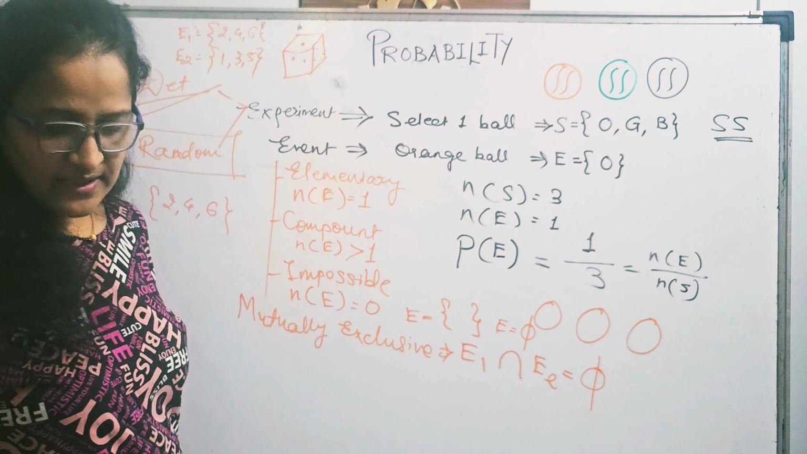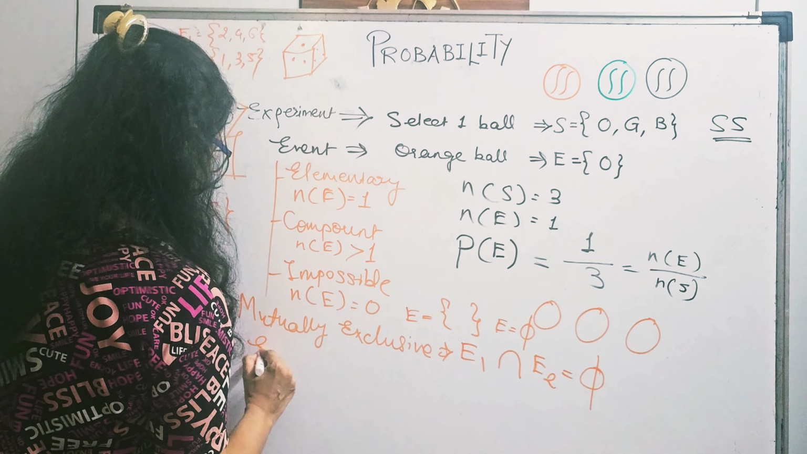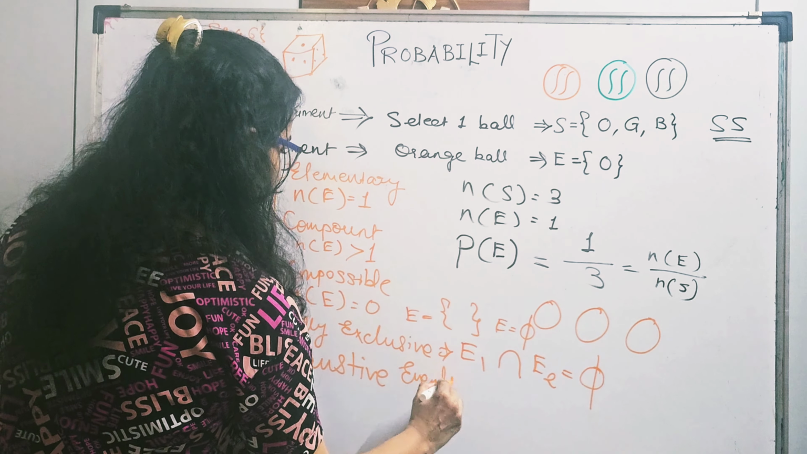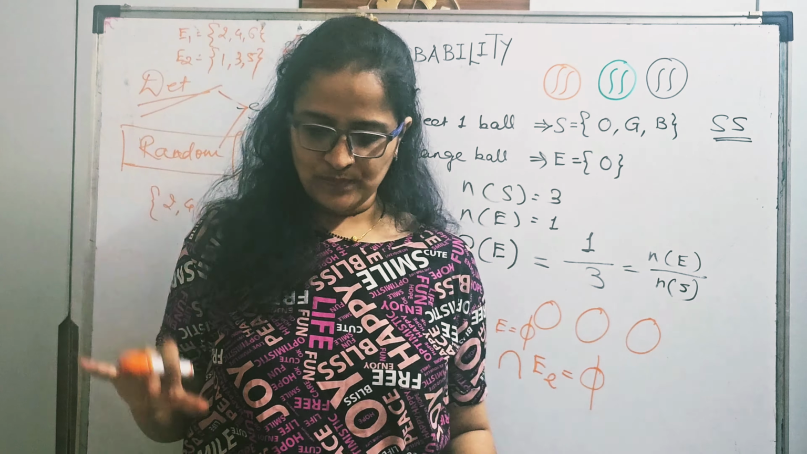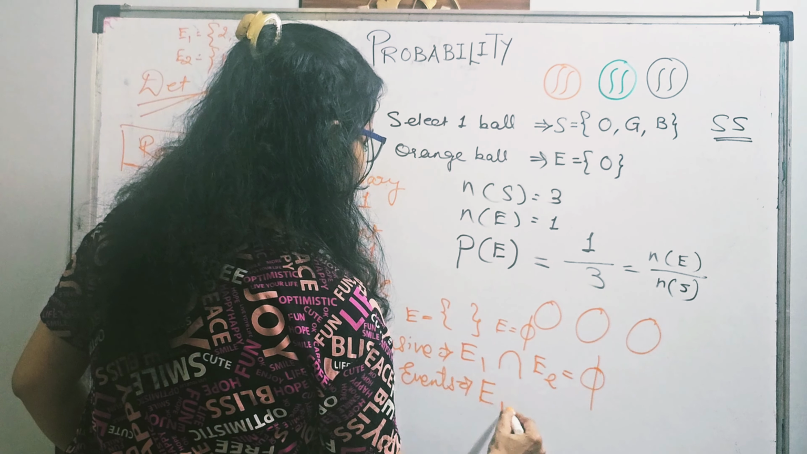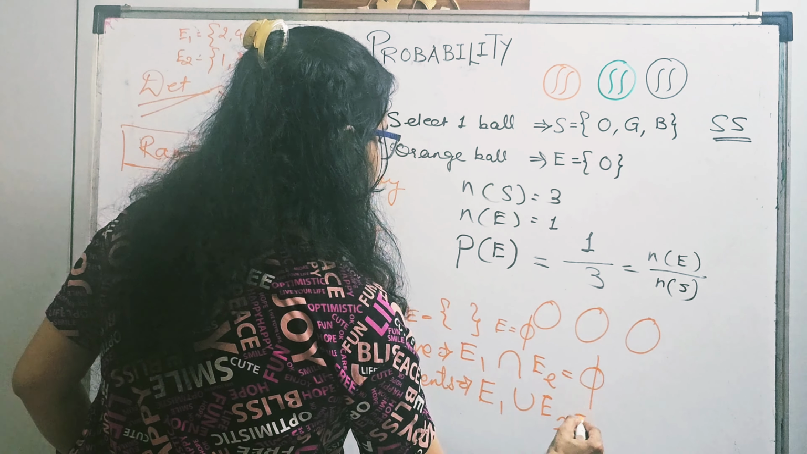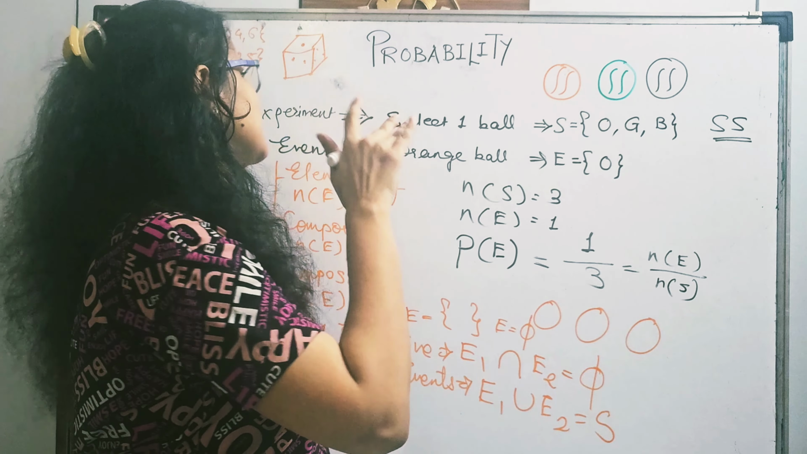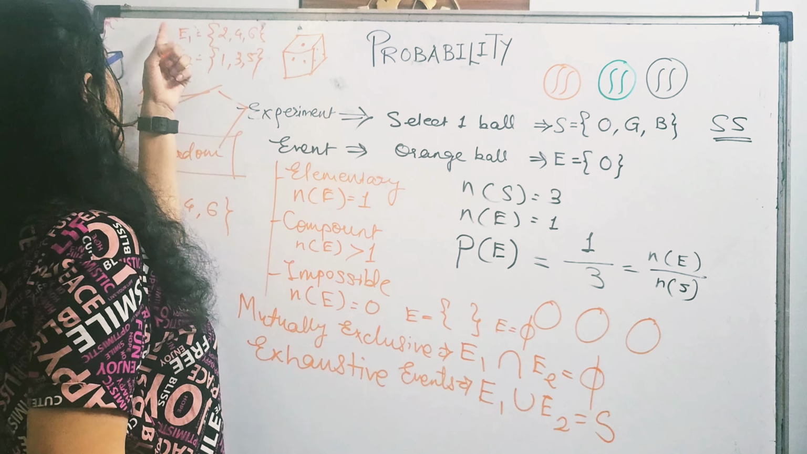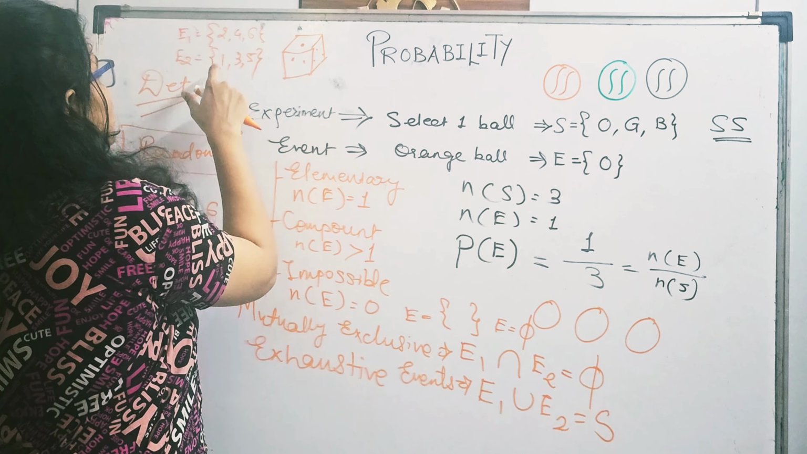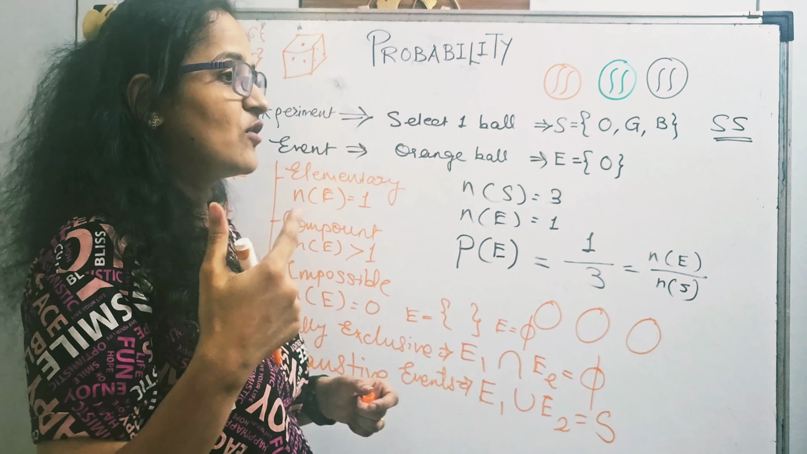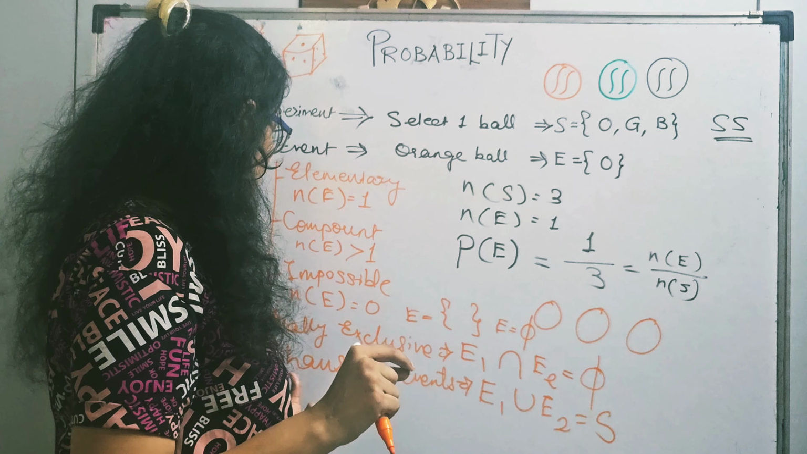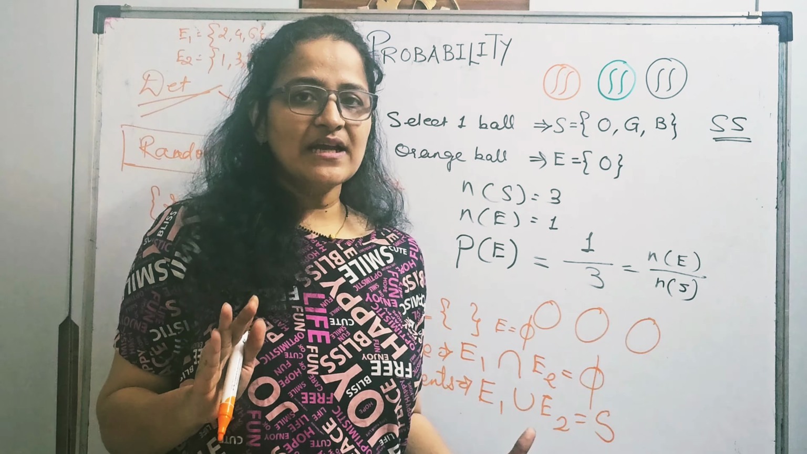Now let's move to the next concept, that is exhaustive events. Again, say you have two events, E1 and E2. When you take the union of E1 and E2, that gives you the sample space. Same example. If you take the union of E1 and E2, what do you get? You get 1, 2, 3, 4, 5, 6, all. And what is there in the sample space? The same numbers, correct? So these two events, E1 and E2, are exhaustive events also. Clear up to this?